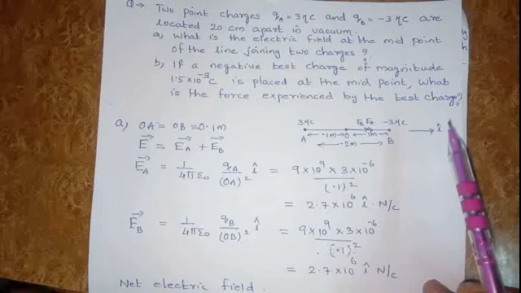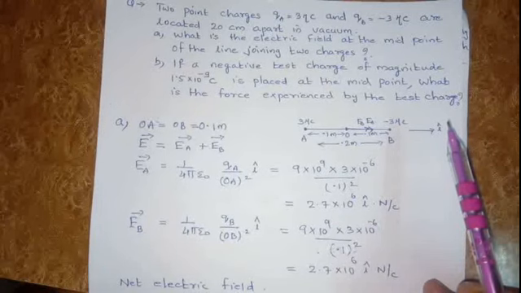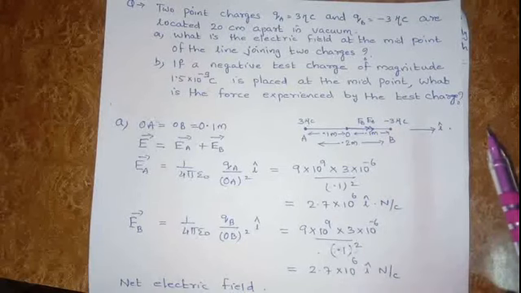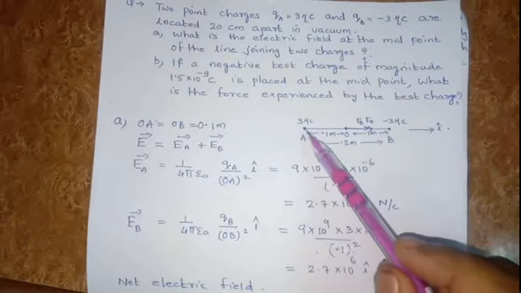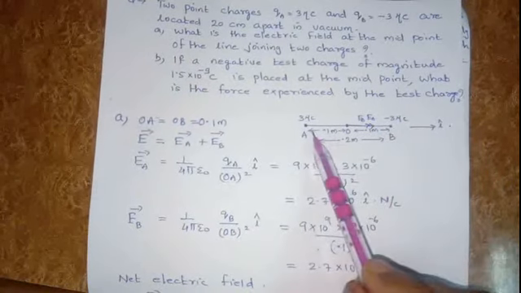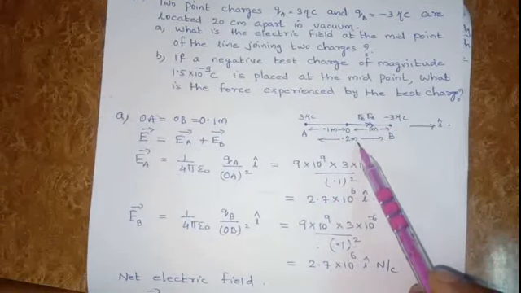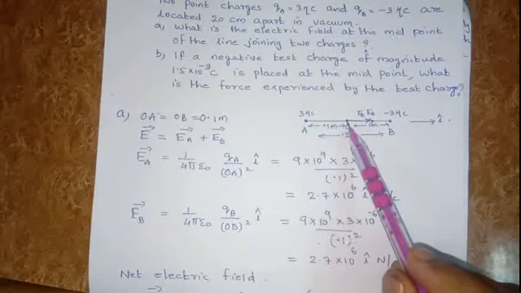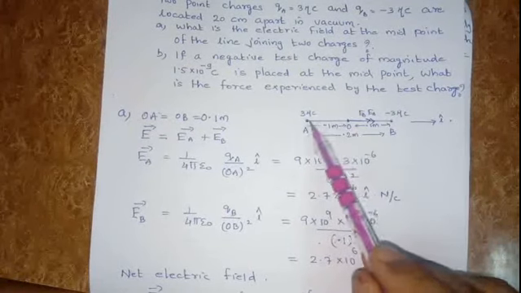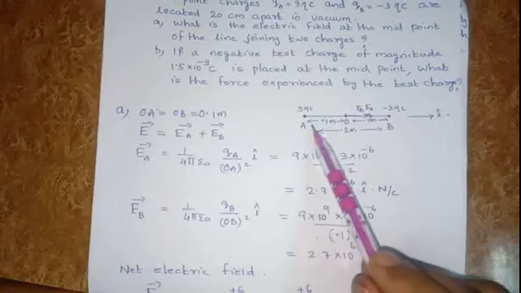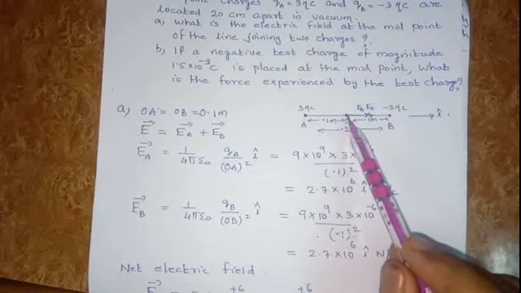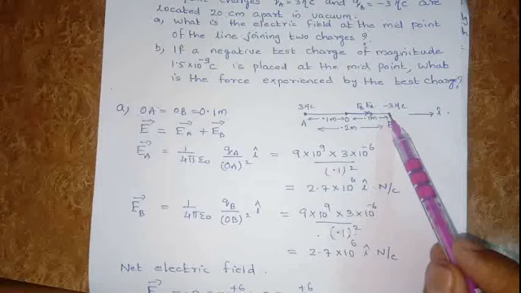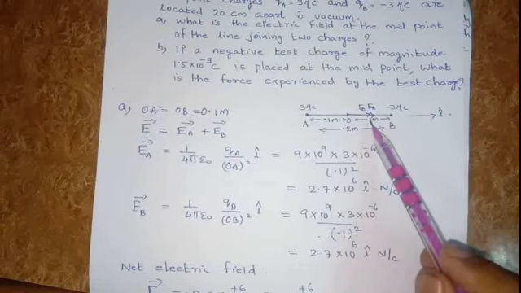Question number B. If a negative test charge of magnitude 1.5 × 10^-9 coulomb is placed at the midpoint, what is the force experienced by the test charge? So here we have two charges, 3 microcoulomb and -3 microcoulomb, separated by a distance of 0.2 meter. Since the distance is 0.2 meter between the charges, the midpoint is located at a distance 0.1 meter from either of the charges. So the distance between first charge 3 microcoulomb and the midpoint is 0.1 meter. Second charge -3 microcoulomb and the midpoint is 0.1 meter.